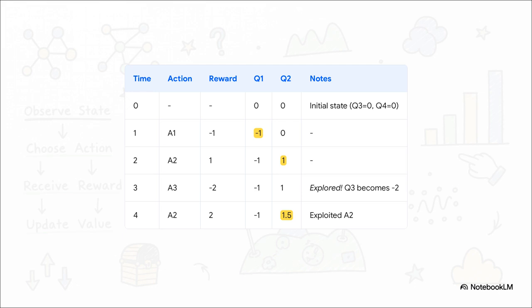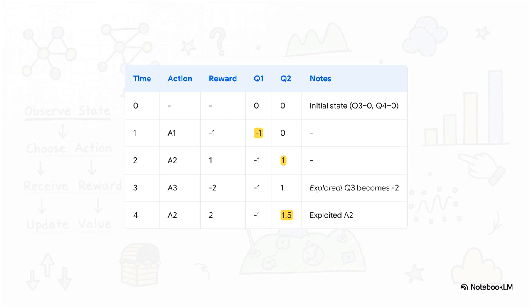Now, pay attention to step 3. At this moment, our best guess for the best action is A2, because its value is 1. But look, the agent chose A3 instead. Why would it do that? That's our epsilon kicking in. That's an exploration step. It ignored what it knew and tried something random. It got a reward of -2, so now Q3 is -2.